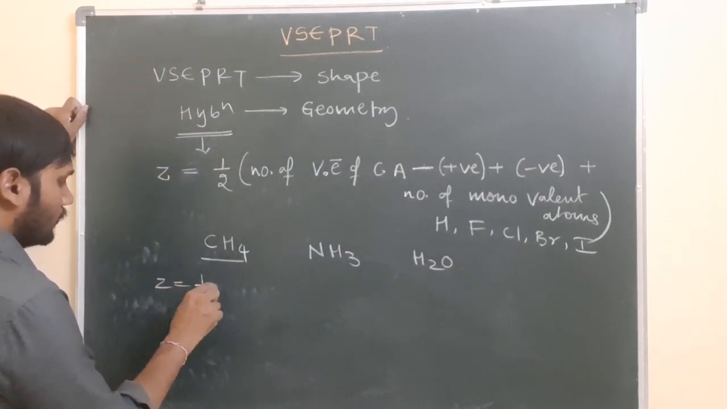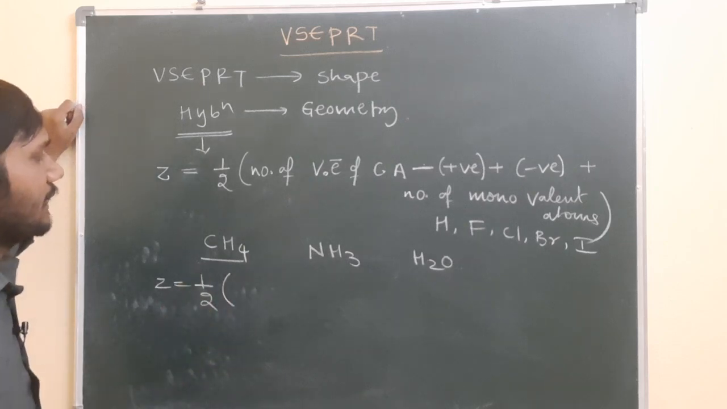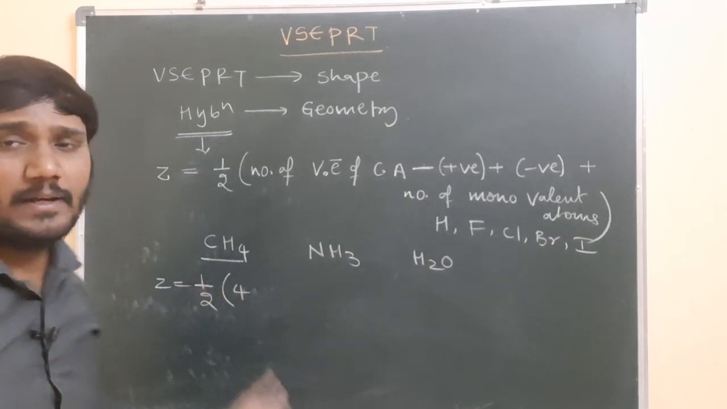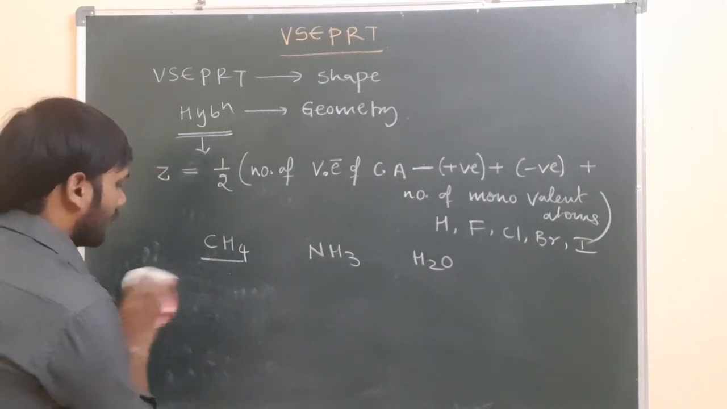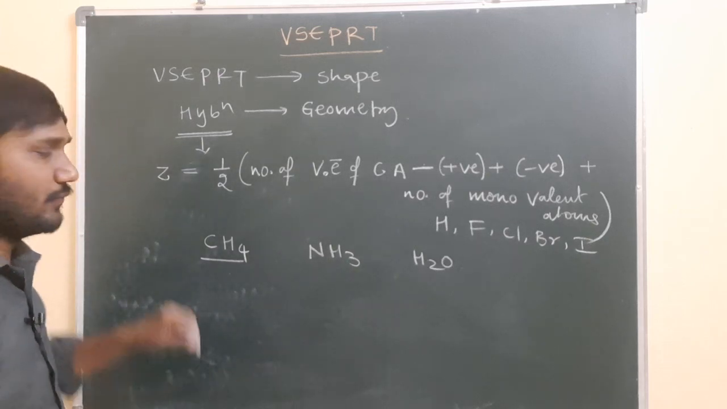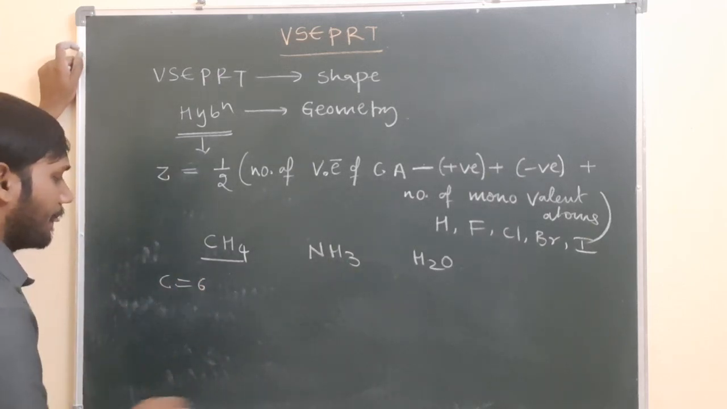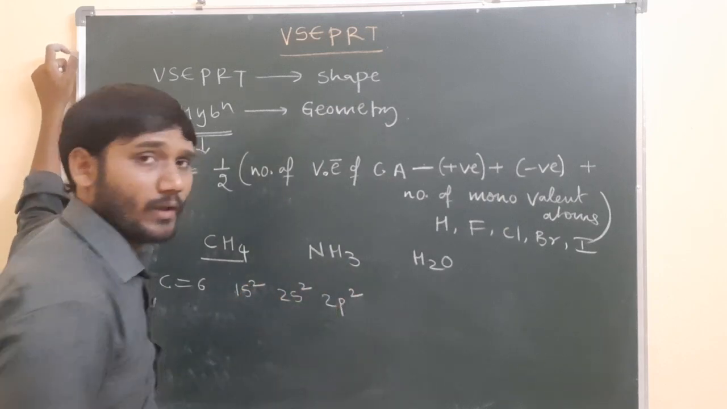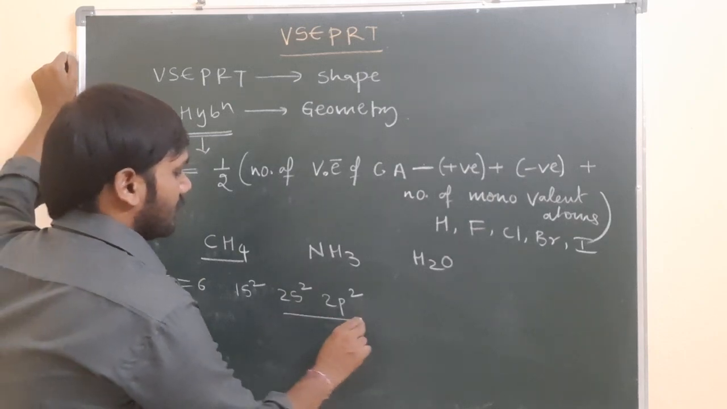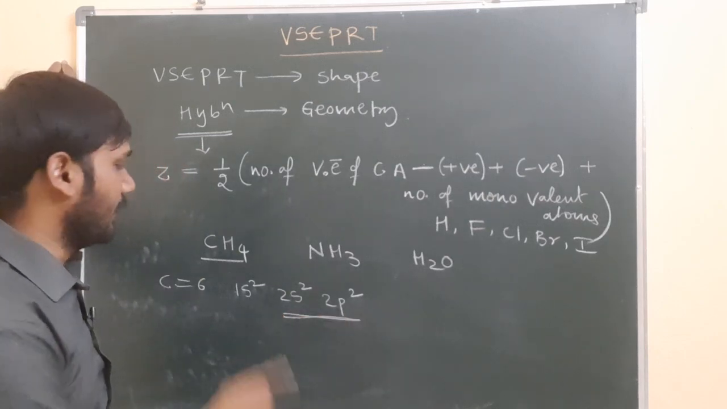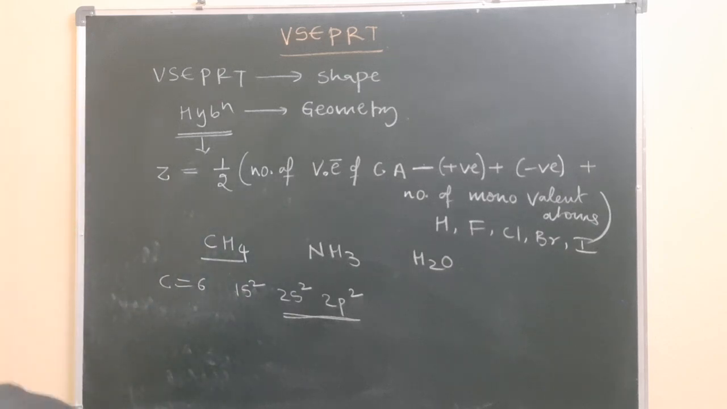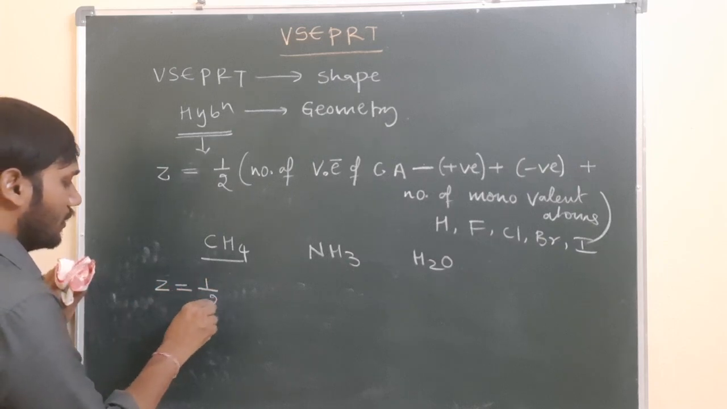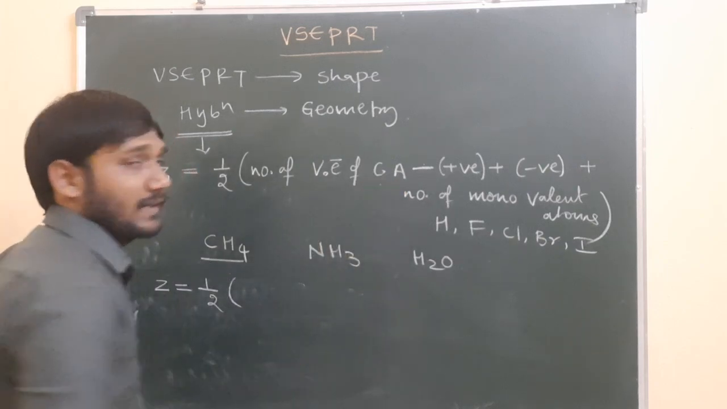CH4: Z is equal to half into the number of valence electrons. How many for carbon? The number of valence electrons in carbon is 4. How can you identify? For example, the carbon atomic number is 6, electronic configuration 1s2, 2s2, 2p2. In the valence shell of carbon, how many electrons are present? 4 electrons. So the number of valence electrons in carbon is 4. So Z is equal to half into the number of valence electrons of carbon.